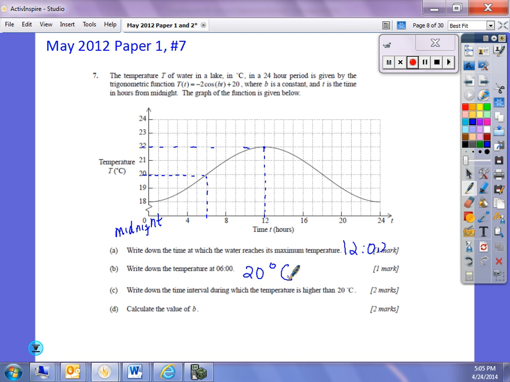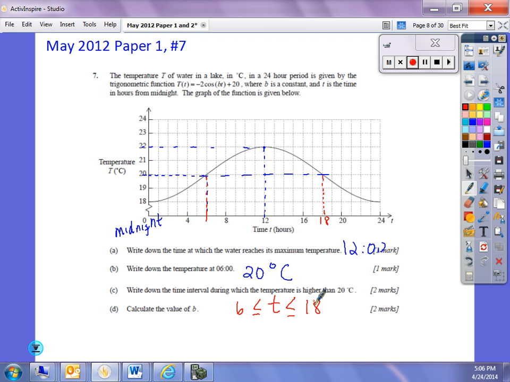Write down the time interval during which the temperature is higher than 20 degrees. So I can see that, I'm going to change my pen color to red, from 6 o'clock to, and we're on a 24-hour scale, so 16, halfway between 16, that'd be 18. So anytime that time, I'm going to use t, is greater than 6 but less than 18, would be when the temperature is above 20.